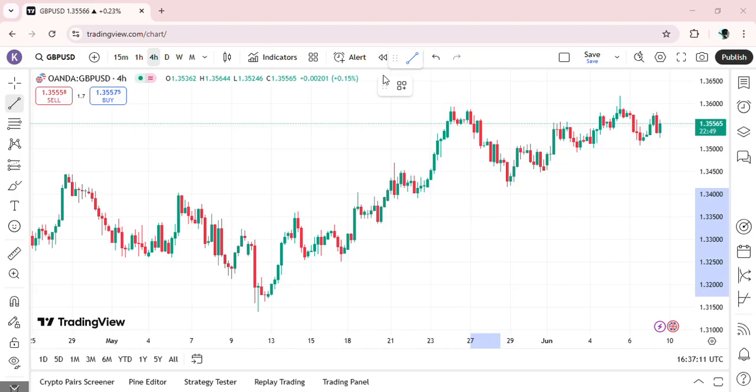The lower part is what we call a support zone. Why do we call it a zone? Because the market is coming to it many times, so we call it a zone. So the lower one, we call it a support zone. And the upper one, we call it a resistance zone.